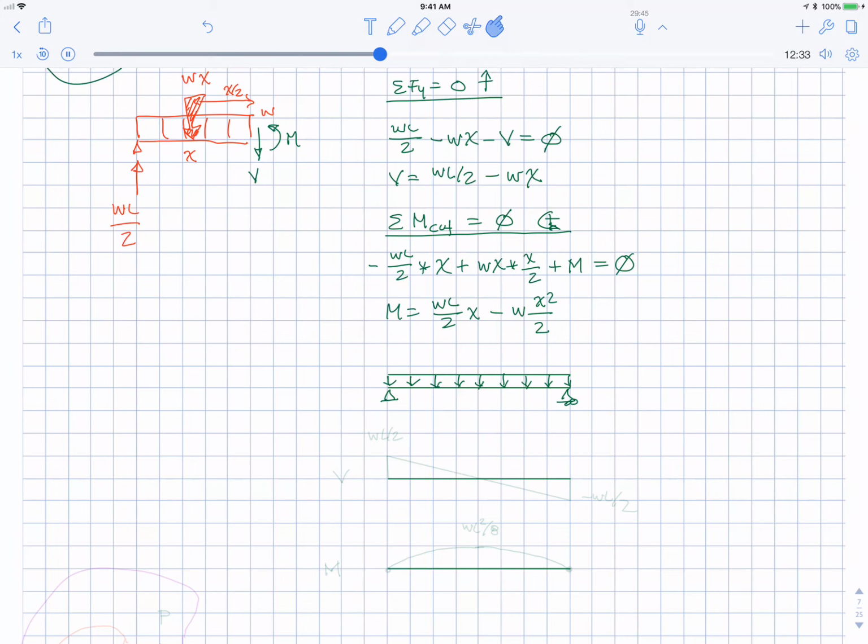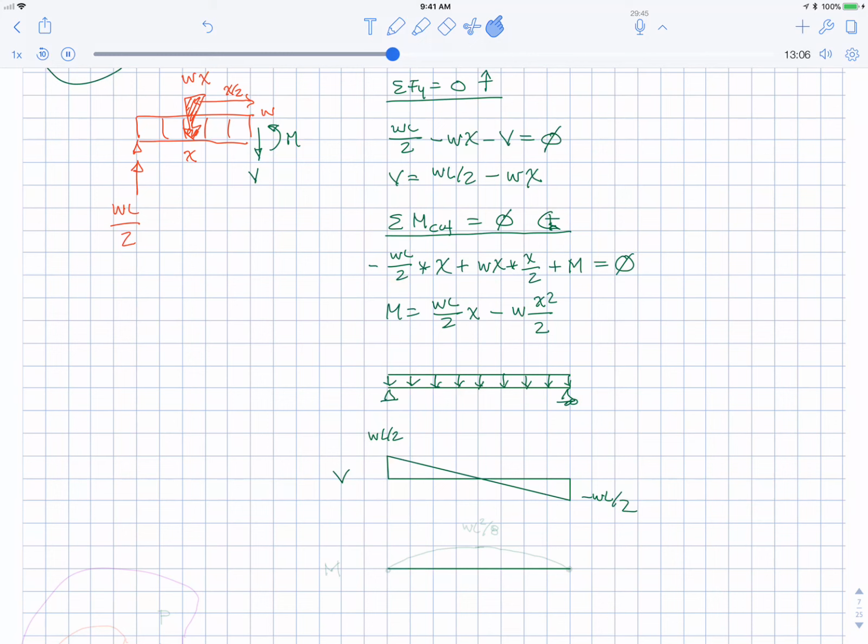So if I plot V, which is, the function is WL over 2 minus W times X, the function will look like this. It will start off at WL over 2 when X is 0. And when you plug in all the way at the end, X is L, you get negative WL over 2. And if you look at that function, it's linear in x, so it'll be a straight line.